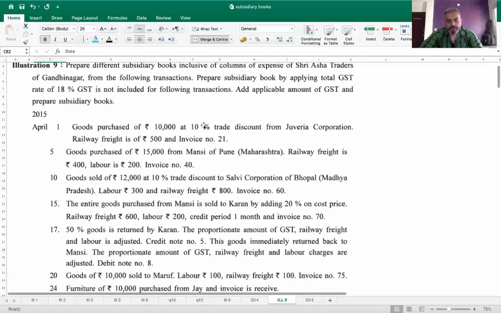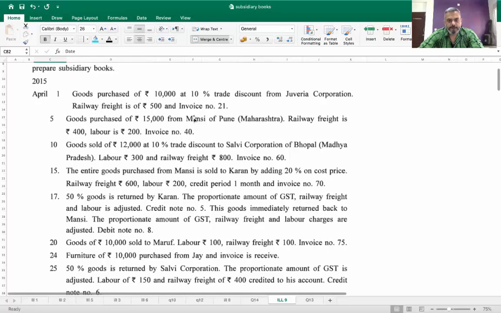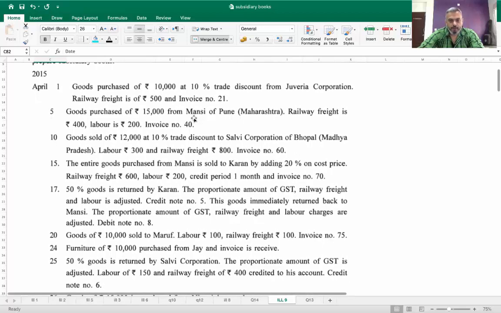First transaction. 2015 April 1. Goods purchased of 10,000 at 10% trade discount from Joveria Corporation. Railway freight is 500 and invoice number 21. So purchased on credit, it will be recorded in purchase book, 2015 April 1.